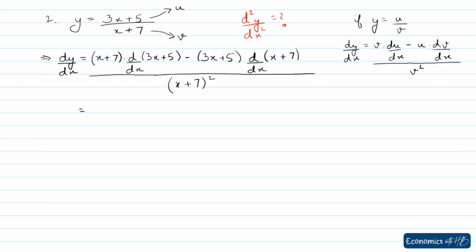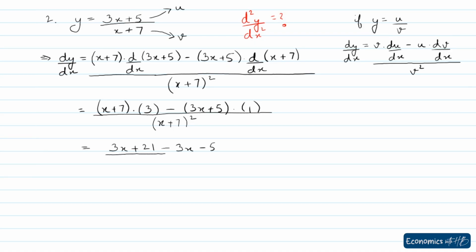Simplifying, we get x plus 7, the derivative of 3x plus 5 is 3, minus 3x plus 5, and the derivative of x plus 7 is 1, all of this over x plus 7 whole square. So we get 3x plus 21 minus 3x minus 5 over x plus 7 whole square. 3x and 3x cancel out, so we get 16 by x plus 7 whole square. This is dy by dx.